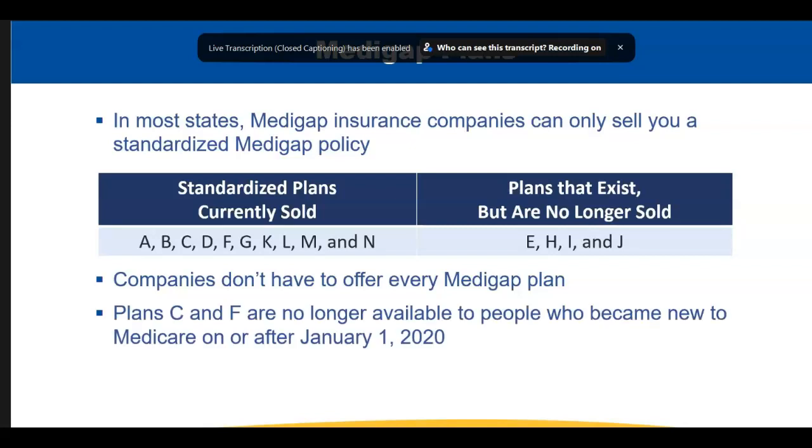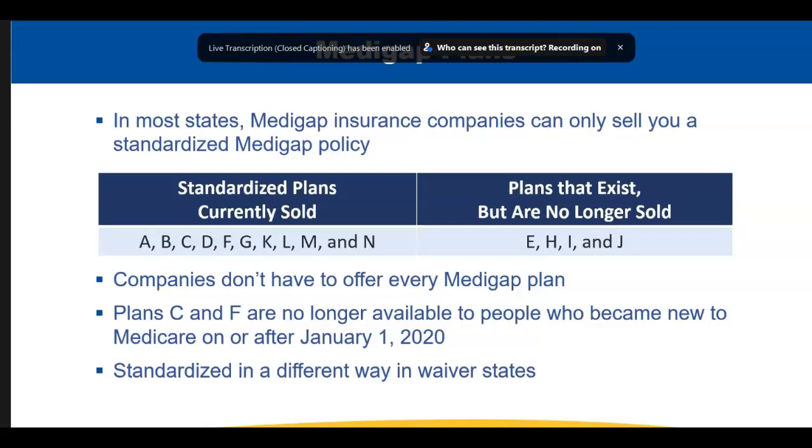I would also note that plans C and F are no longer available to people who became new to Medicare on or after January 1st, 2020. Changes pursuant to MACRA, the Medicare Access and CHIP Reauthorization Act, require that Medigap policies no longer include coverage of the Part B deductible for beneficiary purposes. So Plan C and F cover the Part B deductible, and new Medicare beneficiaries are unable to purchase Plan C and F. They have the alternate plans, which are D and G, which are identical to Plan C and F, except for the fact that they don't cover the Part B deductible.